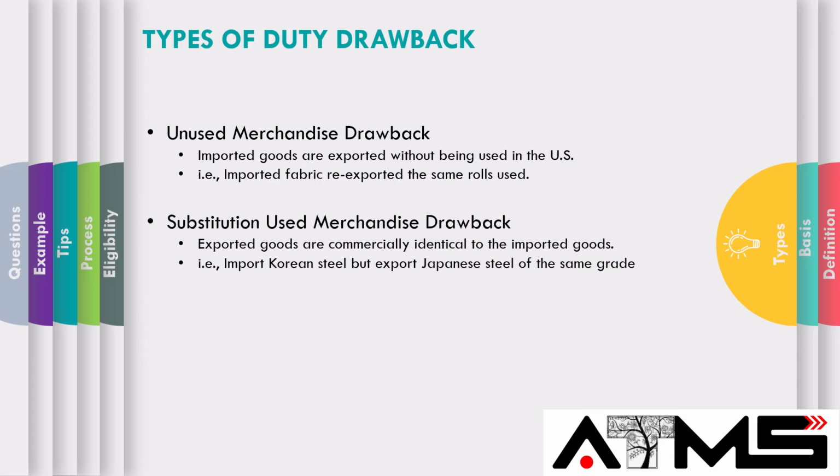The second type covers substitution of unused merchandise. This means that you can export unused merchandise that is commercially interchangeable with the originally imported product. For example, if you imported Korean steel sheet and later exported Japanese steel sheet that are commercially identical, you can still receive a refund. The export destination does not have to be the same country as the import origin.